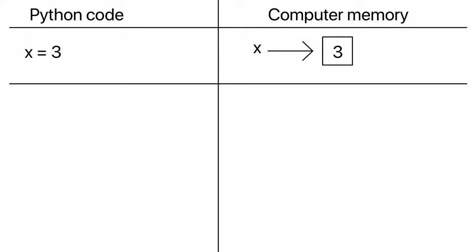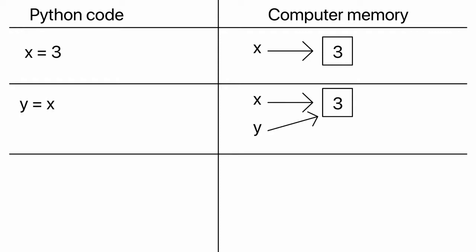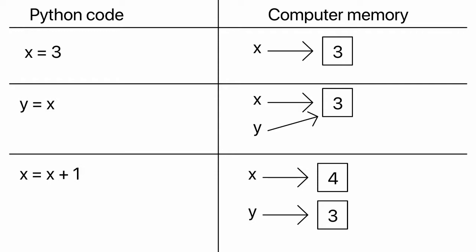Let's do another example. We'll start by assigning x to be 3 again. Now if we assign y equals x, y will refer to the same 3 as x does. If we then assign x to be x plus 1, we evaluate x plus 1 and the result is 4. So now the variable x refers to 4, while y continues to refer to 3.